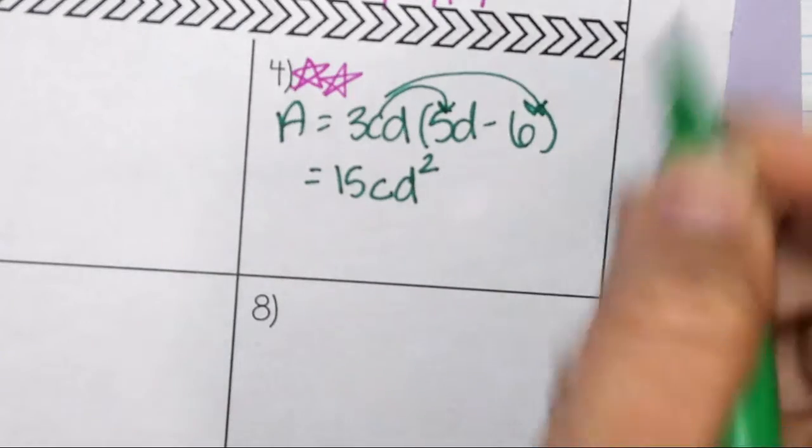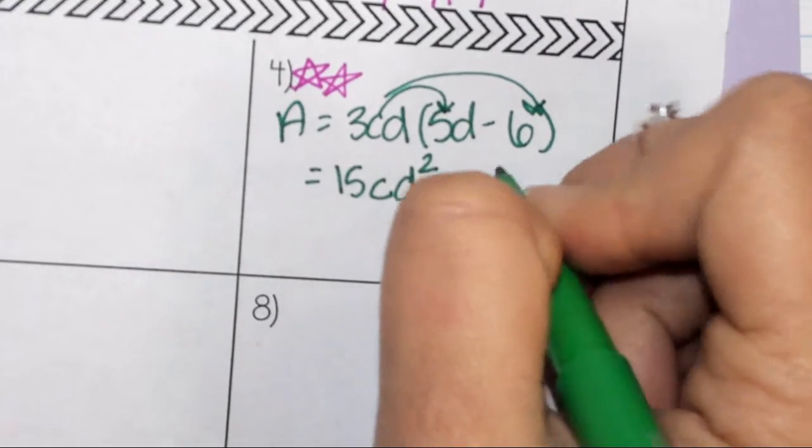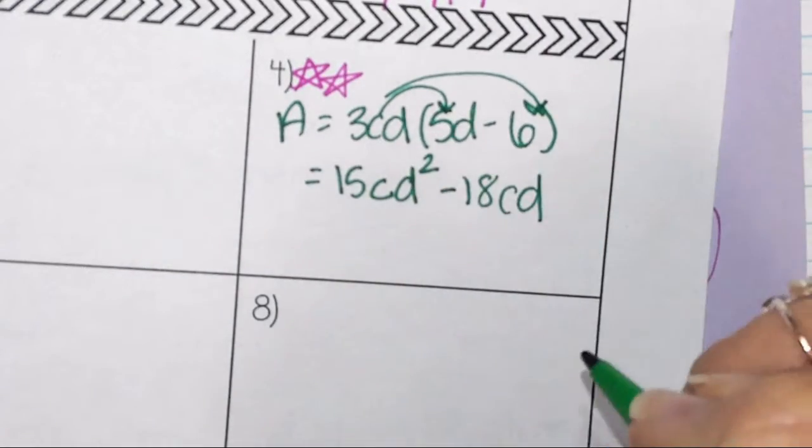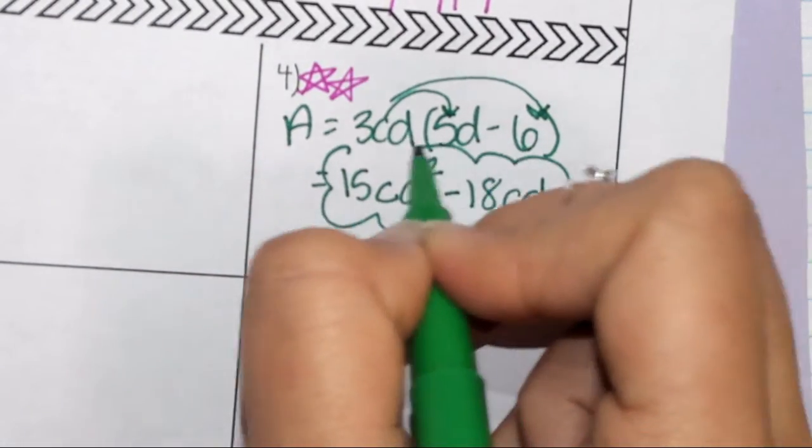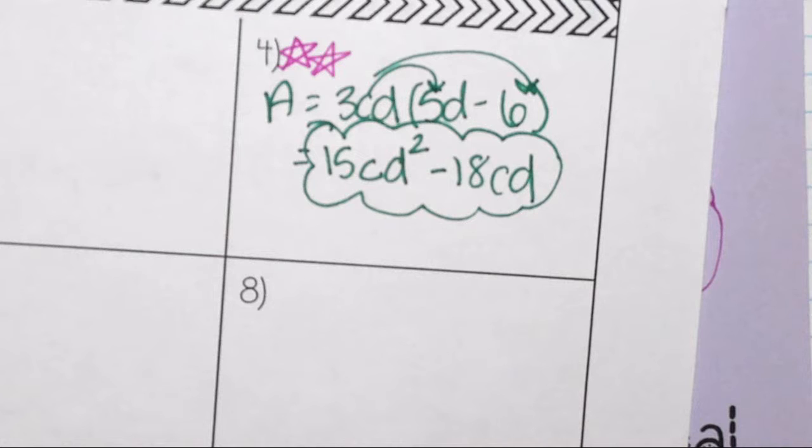What's 3 times negative 6? And do I need to have the CD with it? Yes, because you can't drop it. And then look at me go. I'm done. That's it. Was it really that difficult?